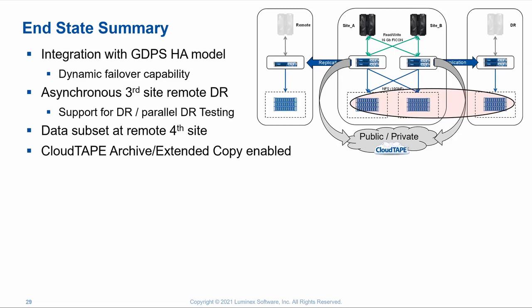The data subset at the remote fourth site is typically generated by application migrations or data locations. It's not very common, but we are seeing examples of that come in now. And the use of CloudTAPE for both archive and/or extended copy is beginning to creep into the implementations we're putting in. So these are the sorts of developments that customers are putting on their tape environments.